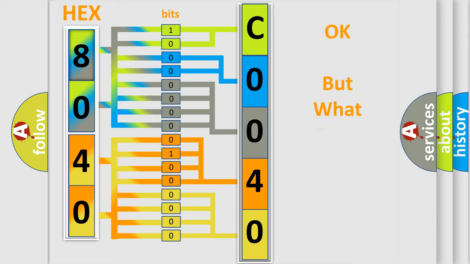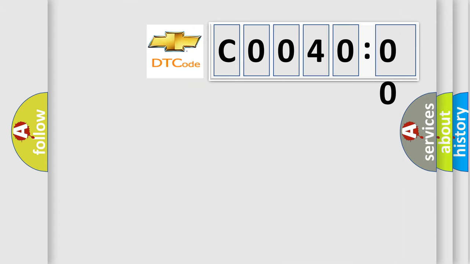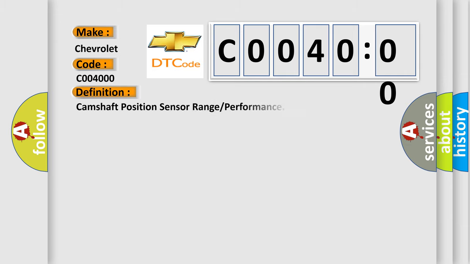The number itself does not make sense to us if we cannot assign information to what it actually expresses. So, what does the diagnostic trouble code C0040-00 interpret specifically for Chevrolet car manufacturers? The basic definition is camshaft position sensor range or performance.